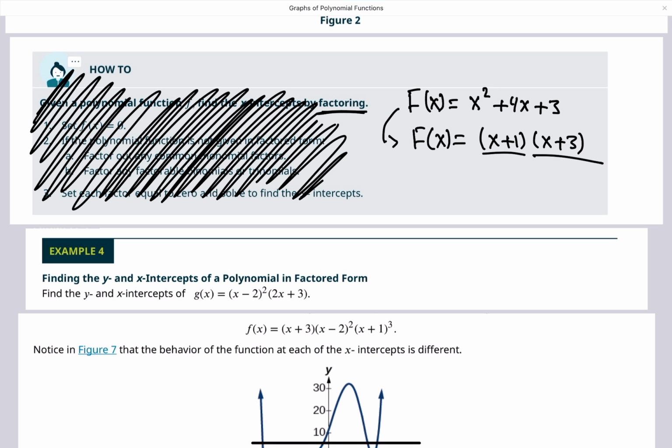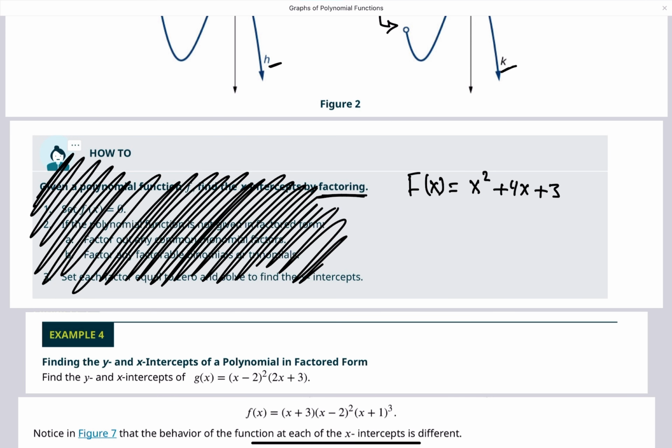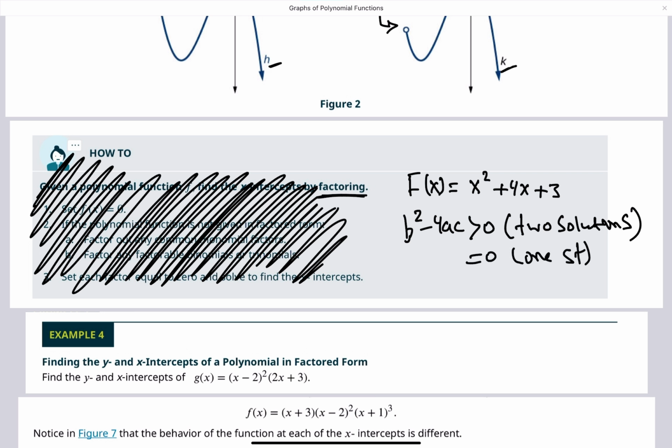let me just erase this. Let's go back to x squared plus 4x plus 3. Now, if I do b squared minus 4ac, just b squared minus 4ac, what does this tell us? I'm pretty sure you should know. If it's greater than 0, it means we have 2 solutions, right? Do you remember this? And if it's equal to 0, we have one solution, and if it's less than 0, it means we have no real solutions, right?